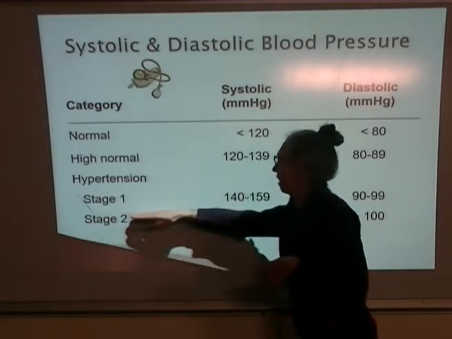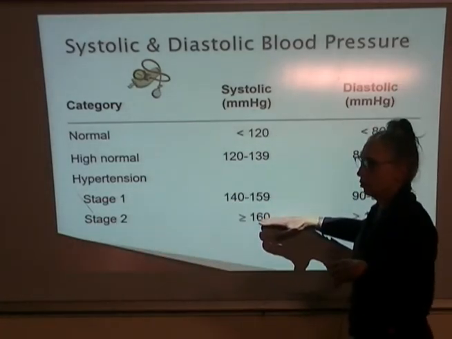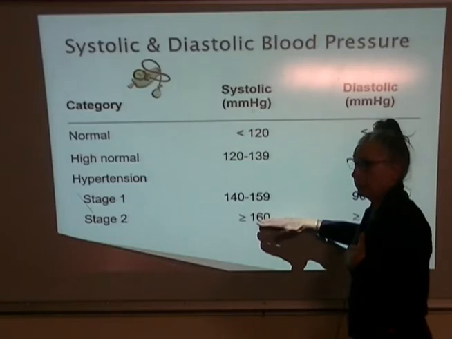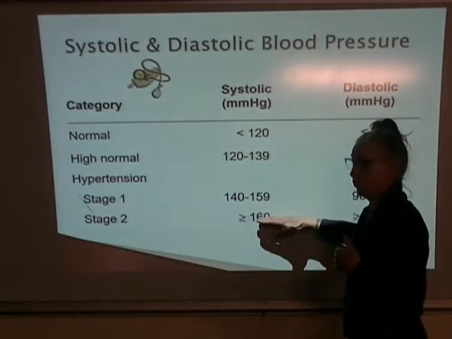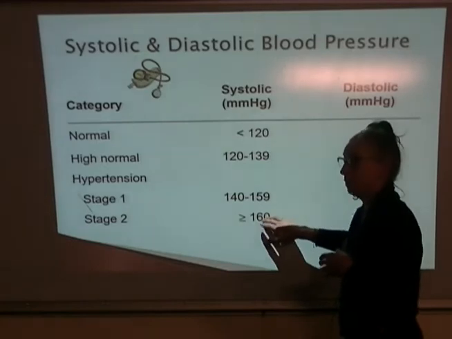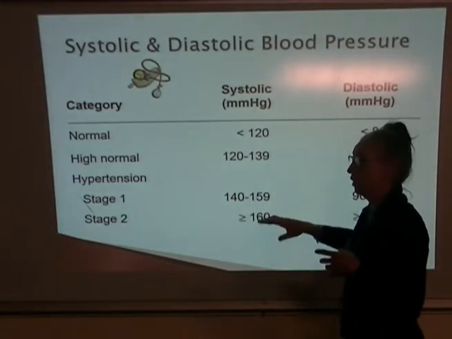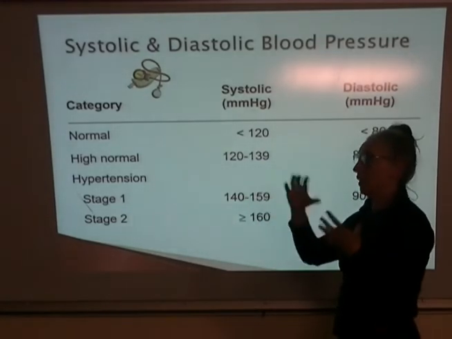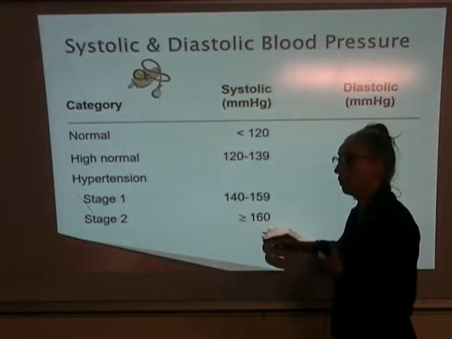As I said, this stage 2 is unlikely to get sent to you for help because they're about to drop dead. So they're not going to let you increase their blood pressure by exercising them.